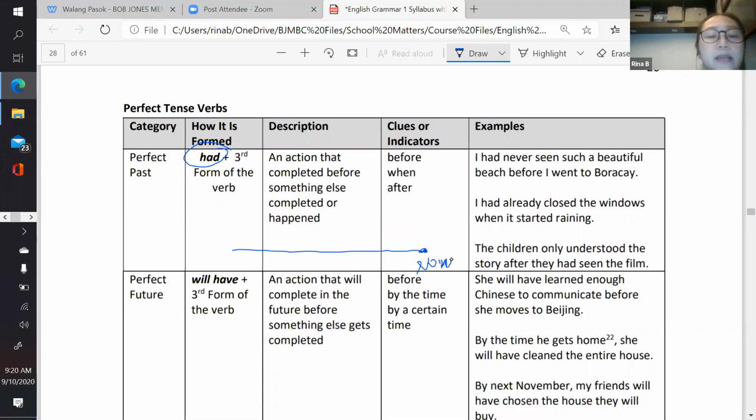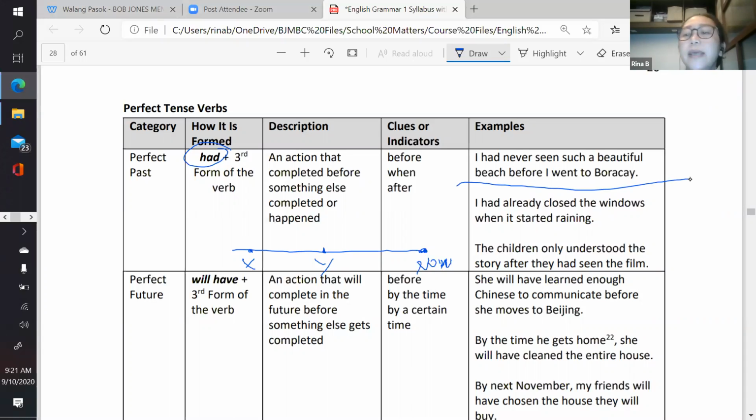And then there's always an X and a Y action. Okay? So, in our example: I had never seen such a beautiful beach before I went to Boracay. What are the two actions there? You have two verbs in the same sentence. What are the two verbs there? And it's not a compound verb. Can you type in our chat box what two verbs you can see in this example?